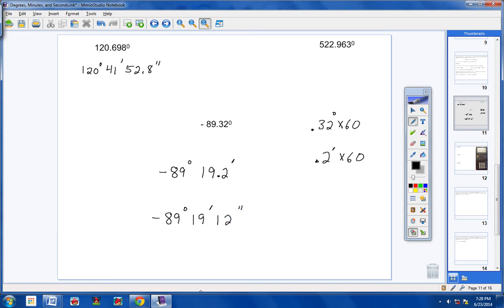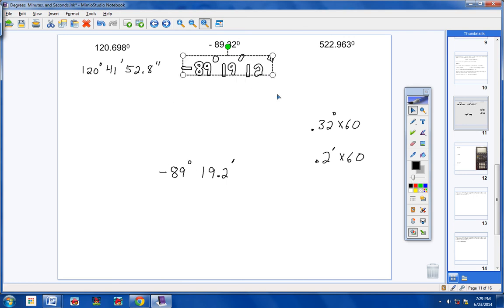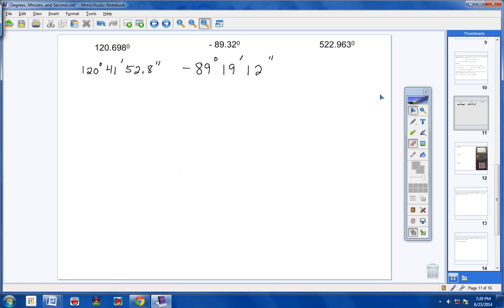There it is. Okay, so I took 0.32 times 60, that gave me 19.2. Then I brought the 19 down, I took the 0.2, multiplied it by 60, and I got the 12 seconds. Okay, and so here's my answer to this problem right here. We're learning how to take these degrees and we're writing them in degrees, minutes, and seconds. Okay, let's take a look at one more problem here and then we'll move on.